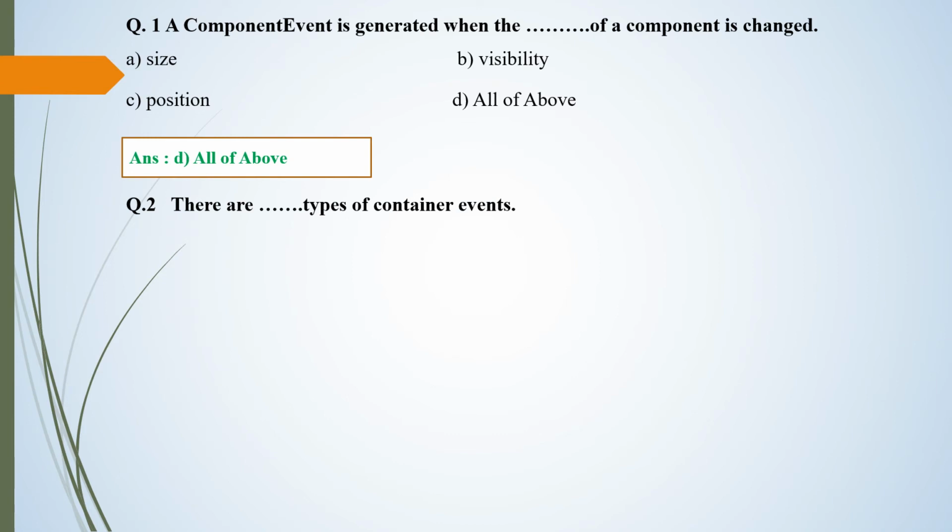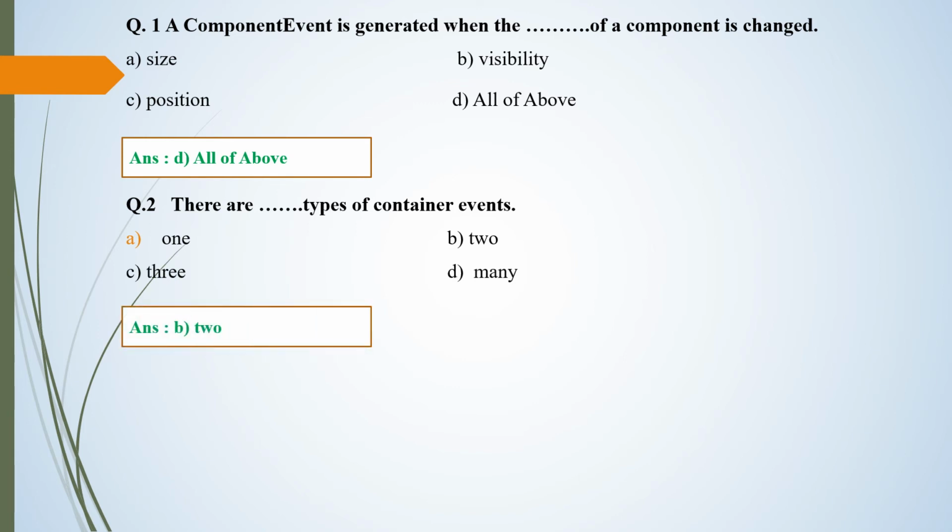Second MCQ question is: there are dash dash types of container event. Options are first option 1, second option 2, third option 3, and fourth option many. The answer to the question is 2. There are two types of container event: component added or component removed.